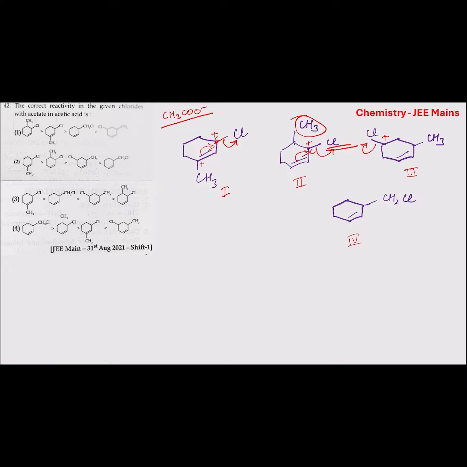In the third compound also, chlorine leaves as chloride. Positive charge is generated on the carbon atom, but this positive charge does not get delocalized. So the reactivity of the third compound is less than that of the first and second. In the fourth compound, chlorine is bonded to the side chain. So here also chlorine leaves as chloride ion, and again the positive charge is not getting delocalized on the ring. Therefore, the reactivity of the fourth compound is the least.